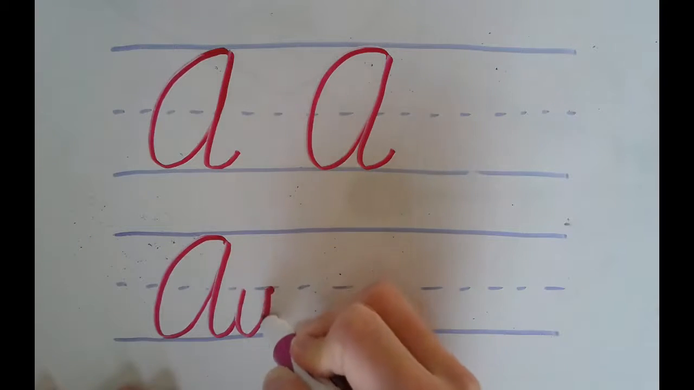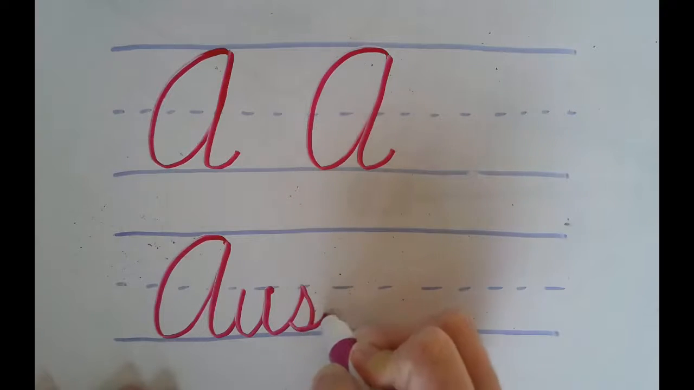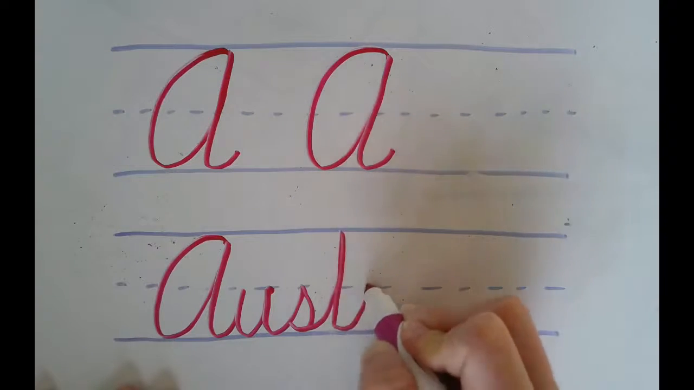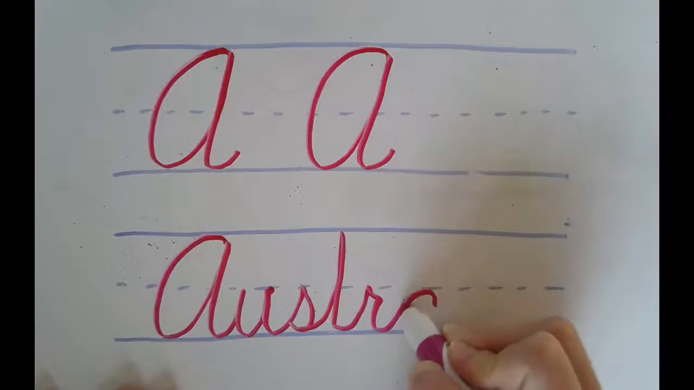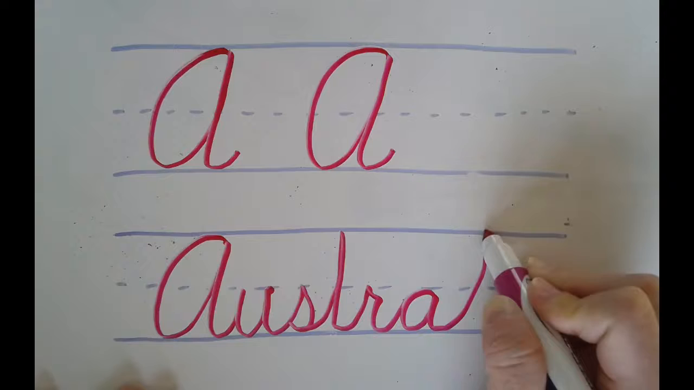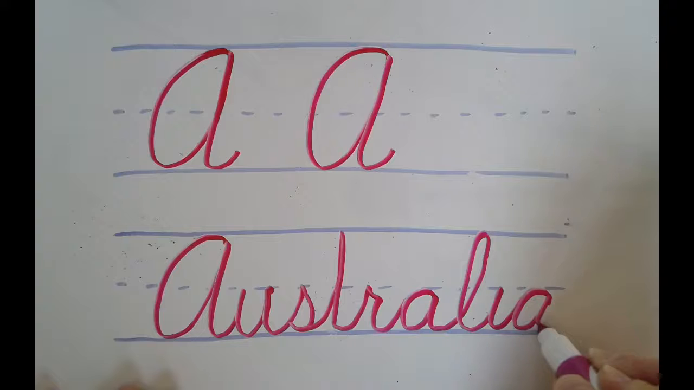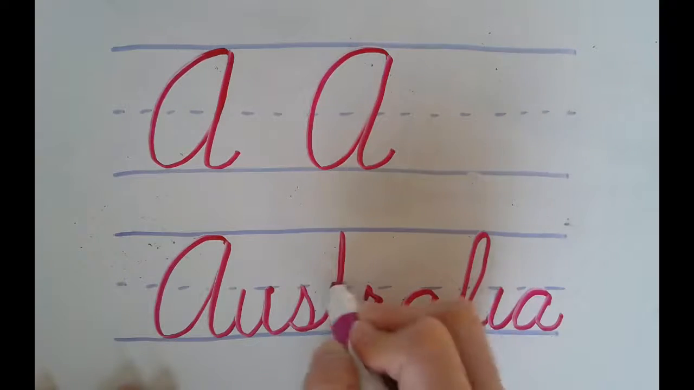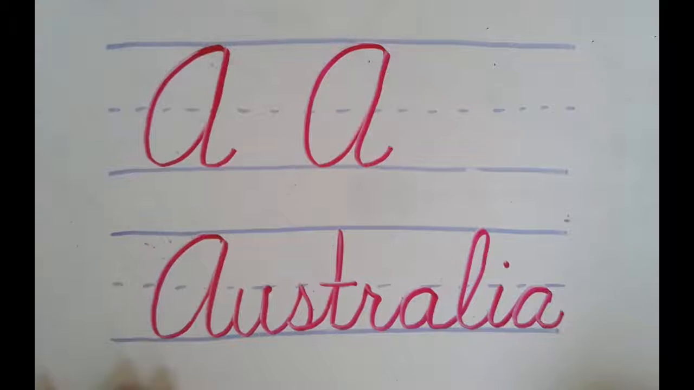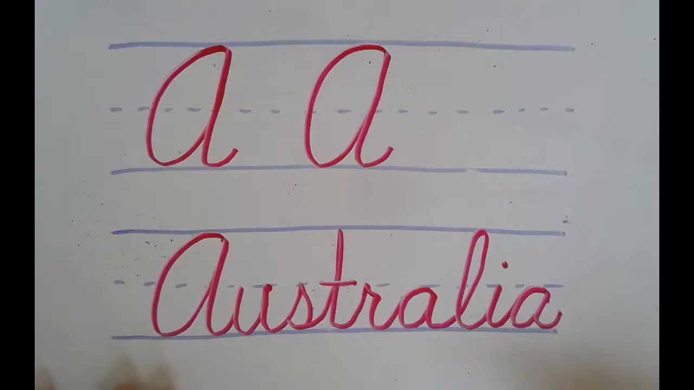U, S, T, R, A, L, I, A. Australia. Now I need to go back and cross my T and dot my I. Australia. Okay. A-U-S-T-R-A-L-I-A. Okay. Australia. You're going to get a chance to trace it and write that in your cursive journal today.